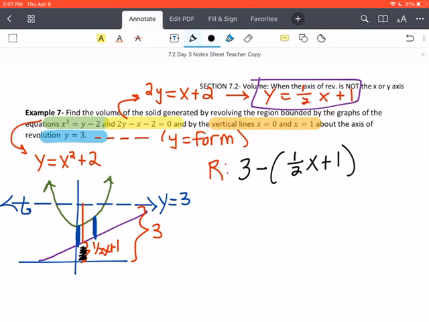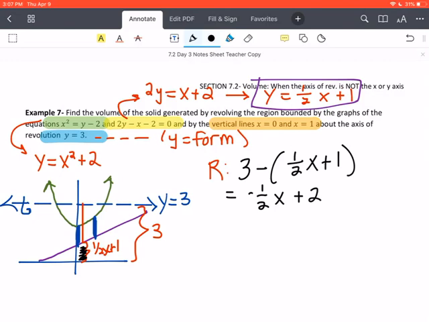Okay, now you can certainly distribute. Some people like to do that. Other people don't, to leave less room for mistakes than you need to. So we have negative 1/2 x, and then 3 minus 1 is 2.